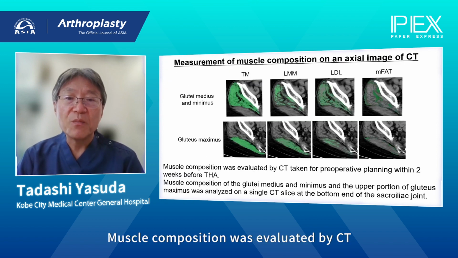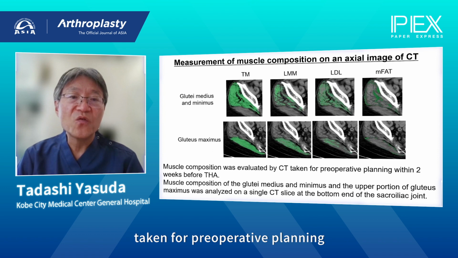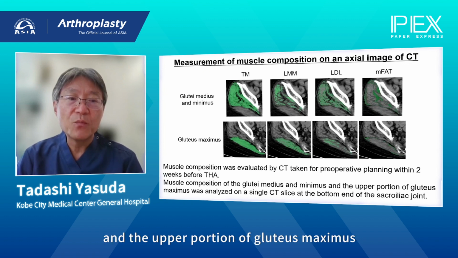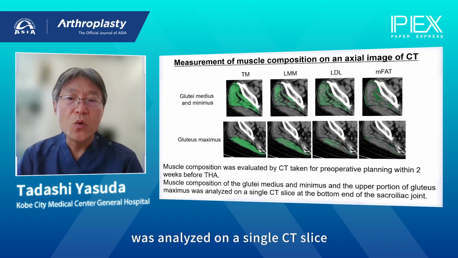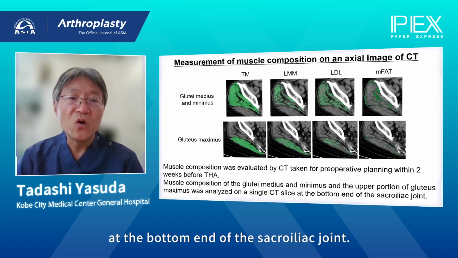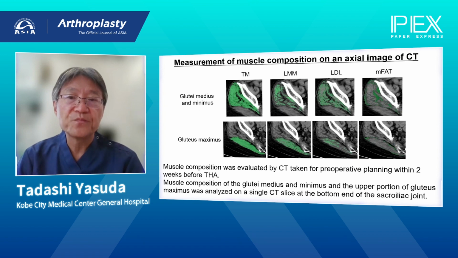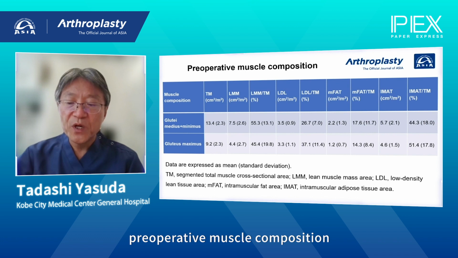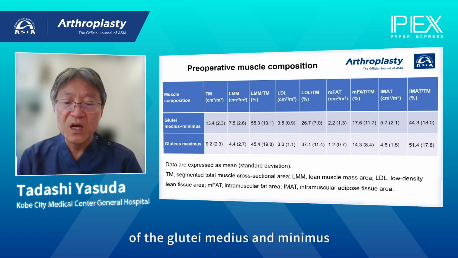Muscle composition was evaluated by CT taken for preoperative planning within 2 weeks before THA. Muscle composition of the glutei medius and minimus and the upper portion of the gluteus maximus was analyzed on a single CT slice at the bottom end of the sacroiliac joint. This table shows preoperative muscle composition of the glutei medius and minimus and the gluteus maximus.